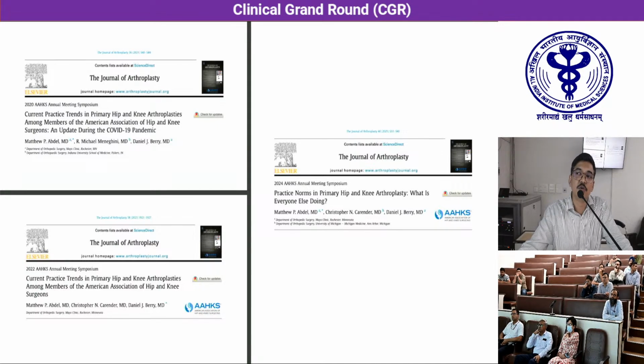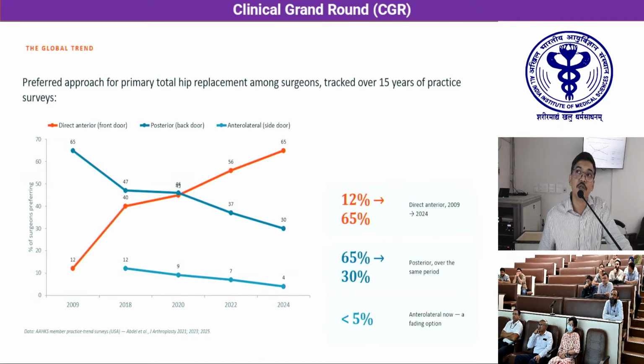So since 2019, they are publishing every alternate year, and they want to signify what is the change in the trends in the approaches to arthroplasty. We were more focused on the hip. So if you see here, it's very different data from the rest of the world, because this lateral approach, the lateral door, hasn't reduced. It was never a popular approach.